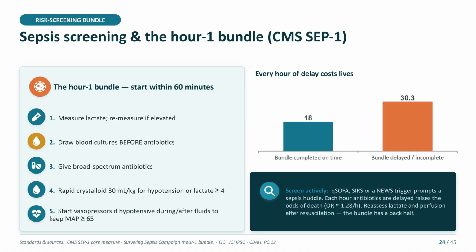Sepsis screening is time critical. The Hour 1 bundle includes measuring lactate, drawing cultures before antibiotics, and administering fluids or vasopressors as indicated. Delays in treatment significantly increase mortality odds. We screen actively, reevaluate after resuscitation, and treat every hour as vital.